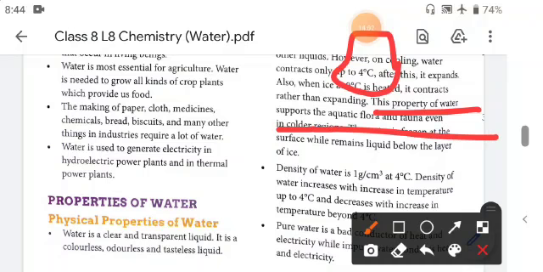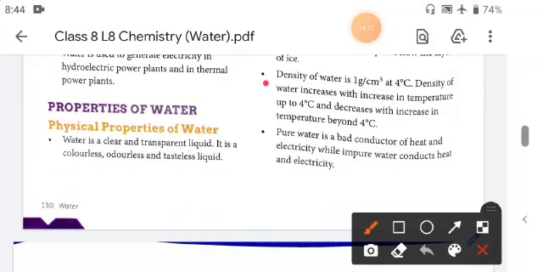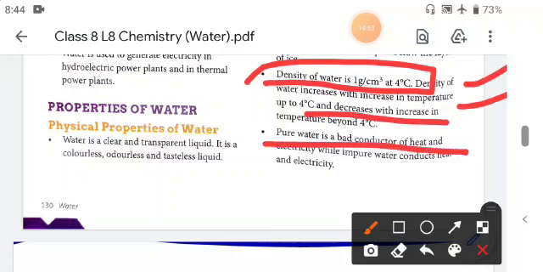Okay. Now, the density of water is 1 gram per cubic centimeter at 4 degrees centigrade, and the density of water increases with increase in temperature. This density will increase with increase in temperature up to 4 degrees centigrade, and when temperature increases after 4 degrees centigrade, then it will start to decrease. What will start to decrease? That is density.